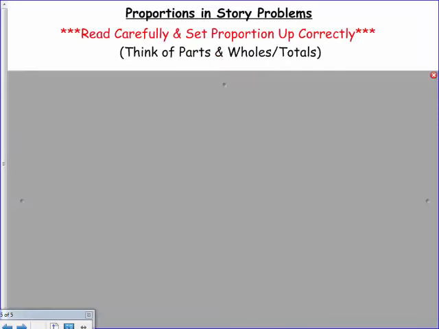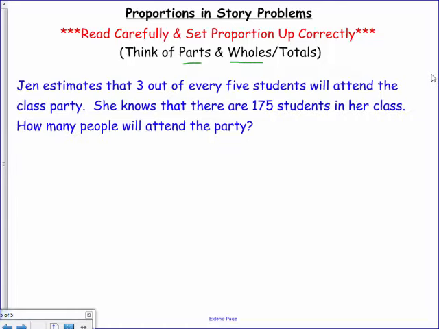With story problems, the best advice is to read carefully and set up your proportions correctly. Okay? And to do that, you want to think of kind of like parts and wholes. That's really helpful. Okay? And I'll explain that here in a second. Let's look at our story problem. It says, Jen estimates that 3 out of every 5 students will attend the class party. She knows that there are 175 students in her class. How many people will attend the party?